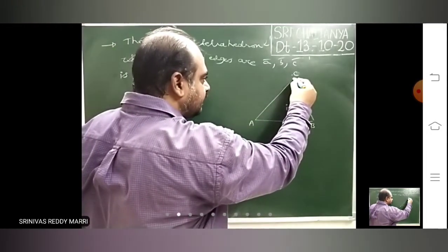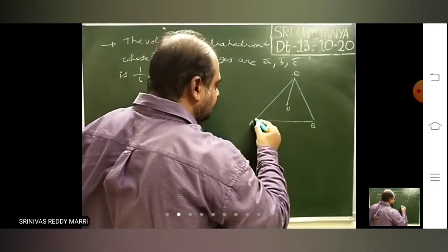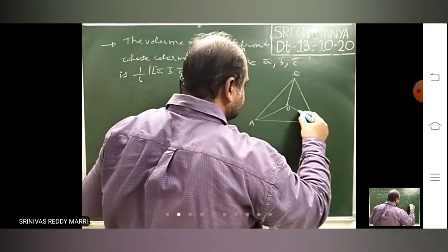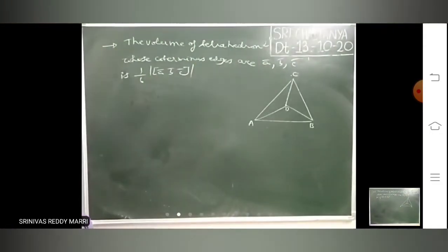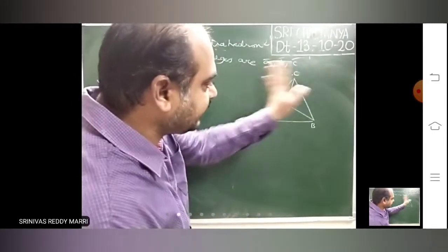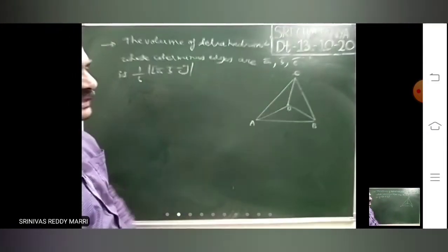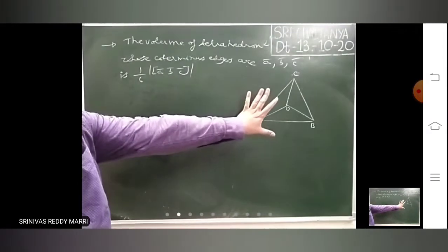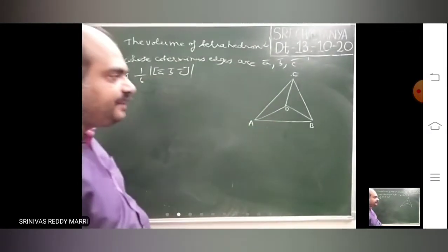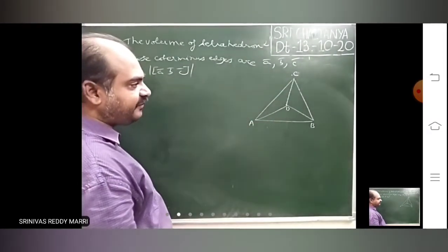So this is the one. I am connecting. So there will be a normal tetrahedron, not a regular tetrahedron, which would mean all the sides are equal. So this is a tetrahedron. How many faces? Three faces? No, four faces will be there.